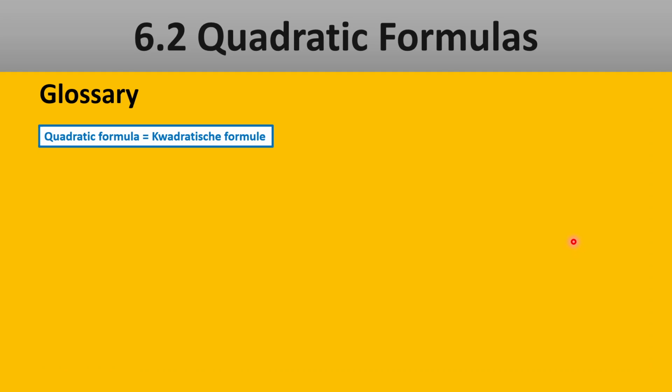Okay? Here is the glossary. It's very brief. Quadratic formulas and quadratische formule. Practice this quite elaborately enough. Do your homework, please, because this is going to come back quite a lot, and it will bite you in the ass if you haven't practiced this enough. Okay?